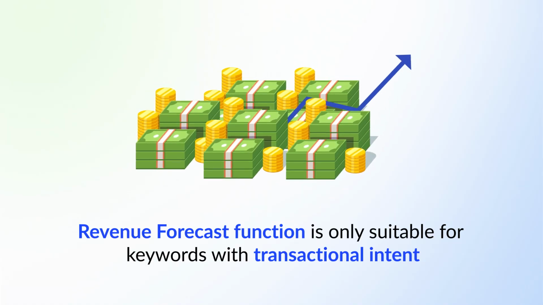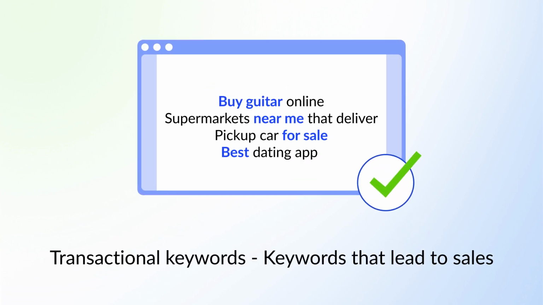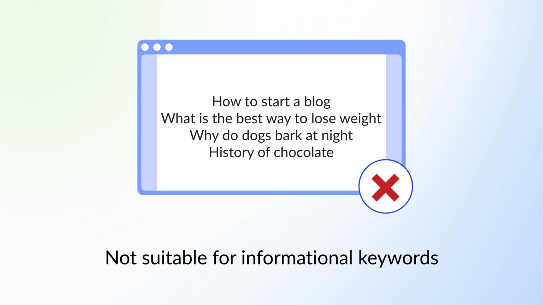Being able to calculate your revenue before you even start a marketing campaign will stop you from coming up with overly positive predictions. Just note that the revenue forecast function is only suitable for keywords with a transactional intent. That is, keywords that lead to a sale. It's not ideal for informational intent keywords. This is because the conversion rate of informational intent keywords is usually not as high as that of transactional keywords.